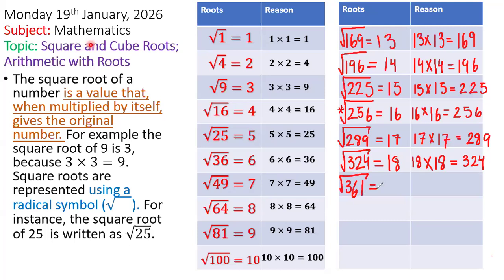What's the square root of 361? 19. Very good. Why? 19 times 19 is what? 361. Very good.